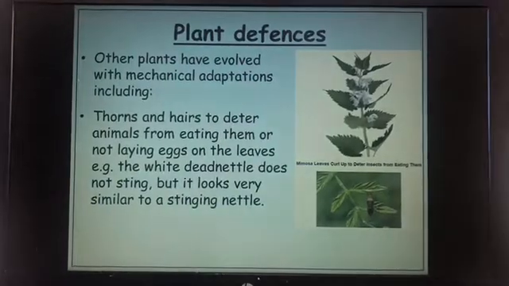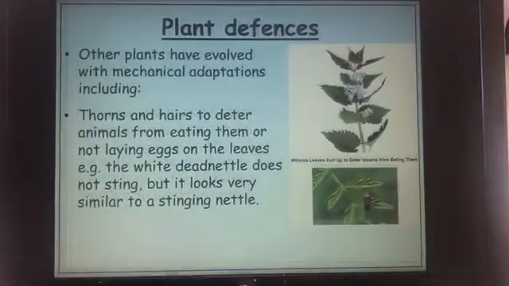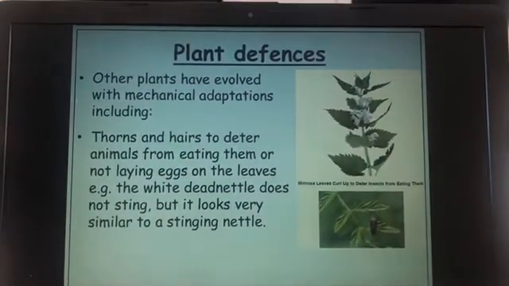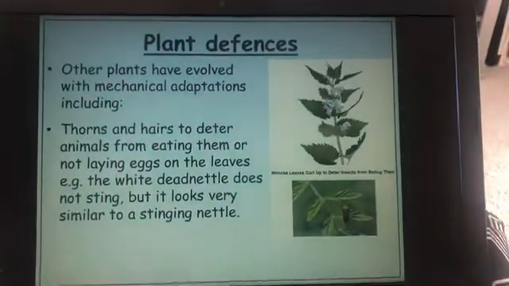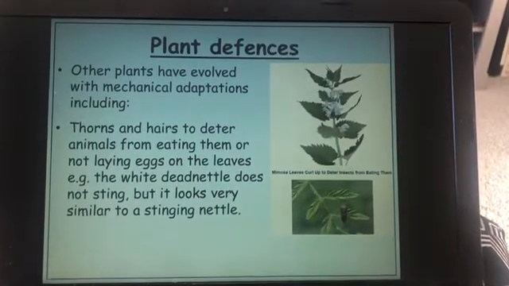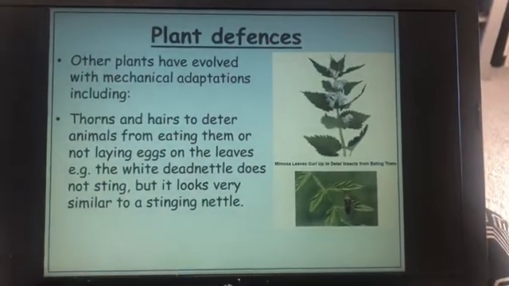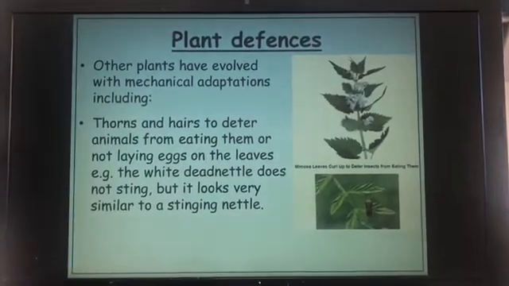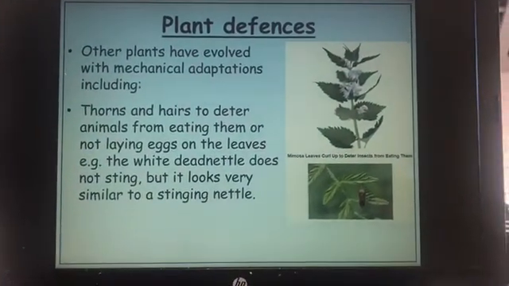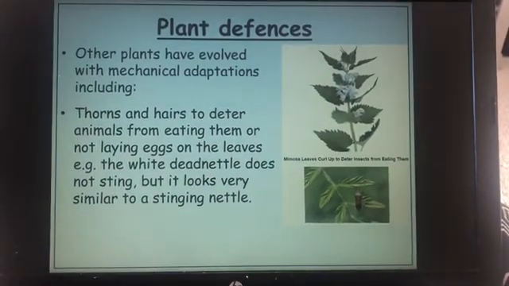And then finally, there's other mechanical adaptations like thorns or hairs, which deter herbivores from eating them, or from laying eggs on their leaves. And then you've also got some kind of mimicry. White dead nettle looks very similar to normal nettles, but they actually don't sting. But it does deter the herbivores or the insects from eating them, because they think it is a nettle, so they won't bother eating it in case it does have a sting, but it actually doesn't have a sting.